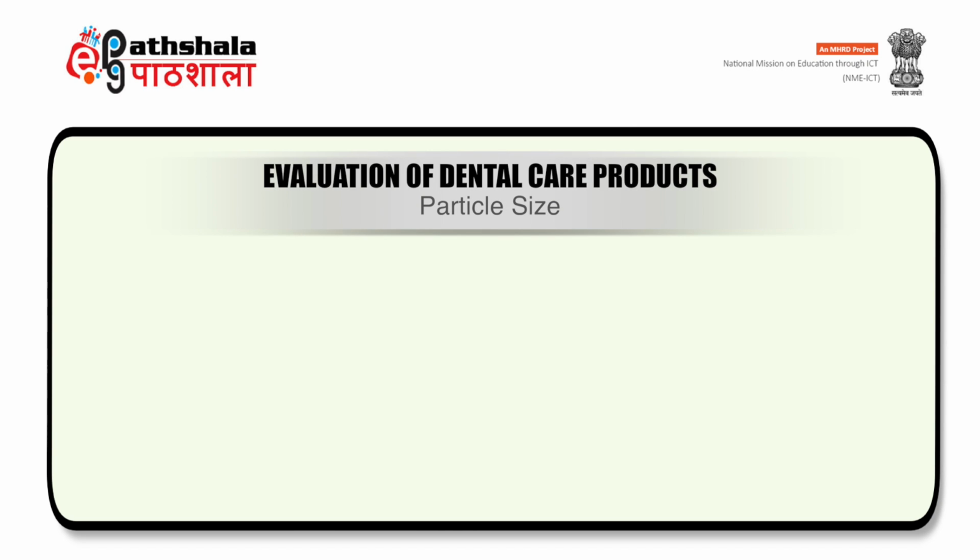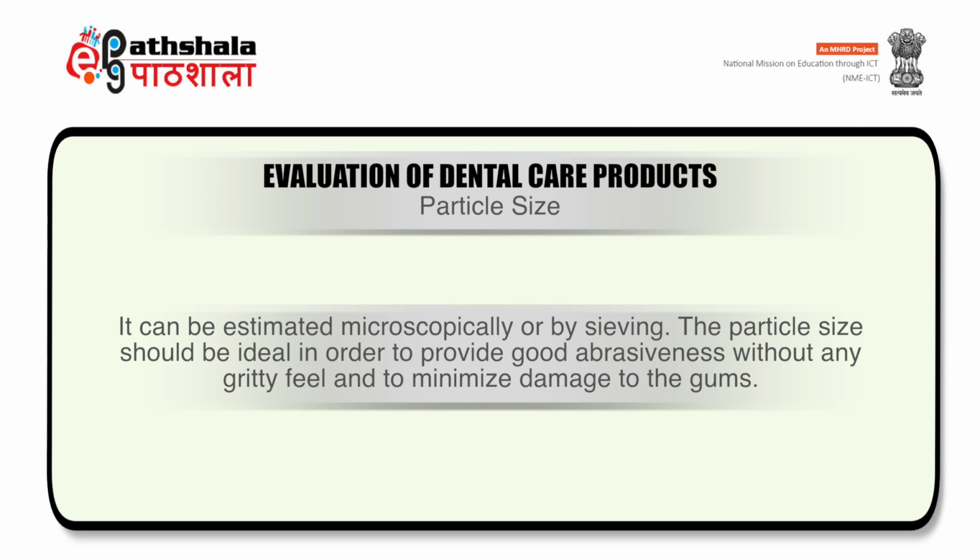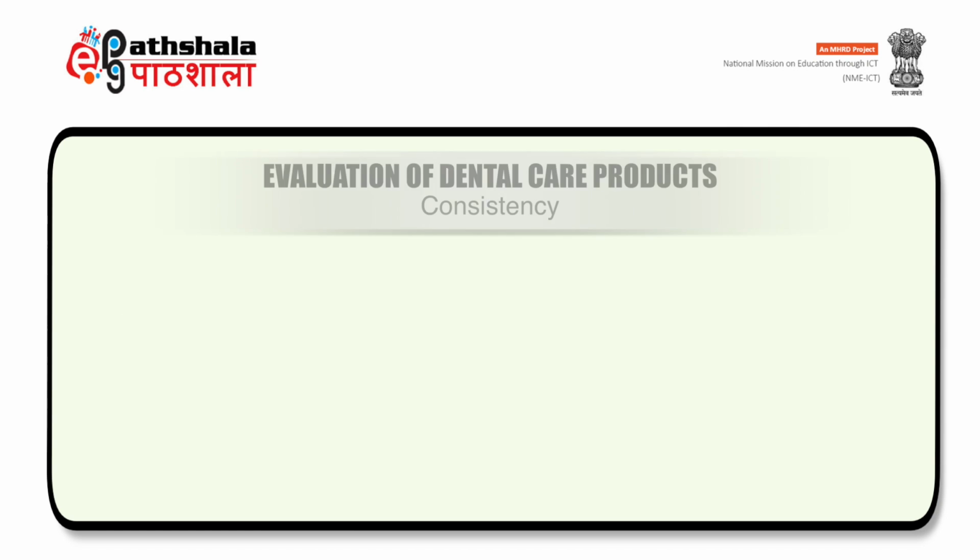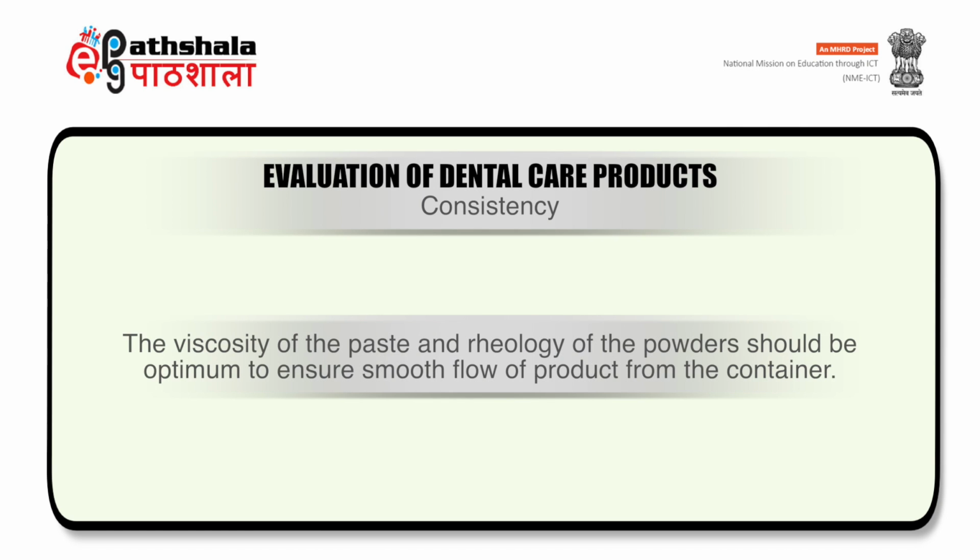Next, particle size. Particle size can be estimated microscopically or by sieving. The particle size of the product should be in good order to provide good abrasiveness without any gritty feel and to minimize the damage to the gums. Consistency. The viscosity of the paste and rheology of the powders should be optimum to ensure a smooth flow of the product from the container.